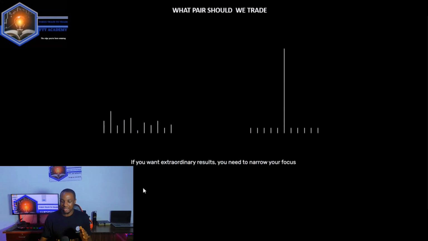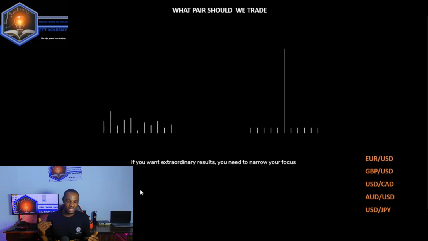Narrow your focus, and trade a few currencies. And what are the few currencies? You have to trade these few I'm going to recommend, which are Euro US dollar, GBP US dollar, US dollar Canadian dollar, Australian US dollar, and US dollar Japanese yen, because they tend to produce high volume in the market, and they are very liquid, which means the transaction cost there is going to be very low. You don't have to pay a lot of money to perform a transaction, unlike other minor currencies and exotic currencies, where you have to pay a huge transaction cost to perform a transaction.